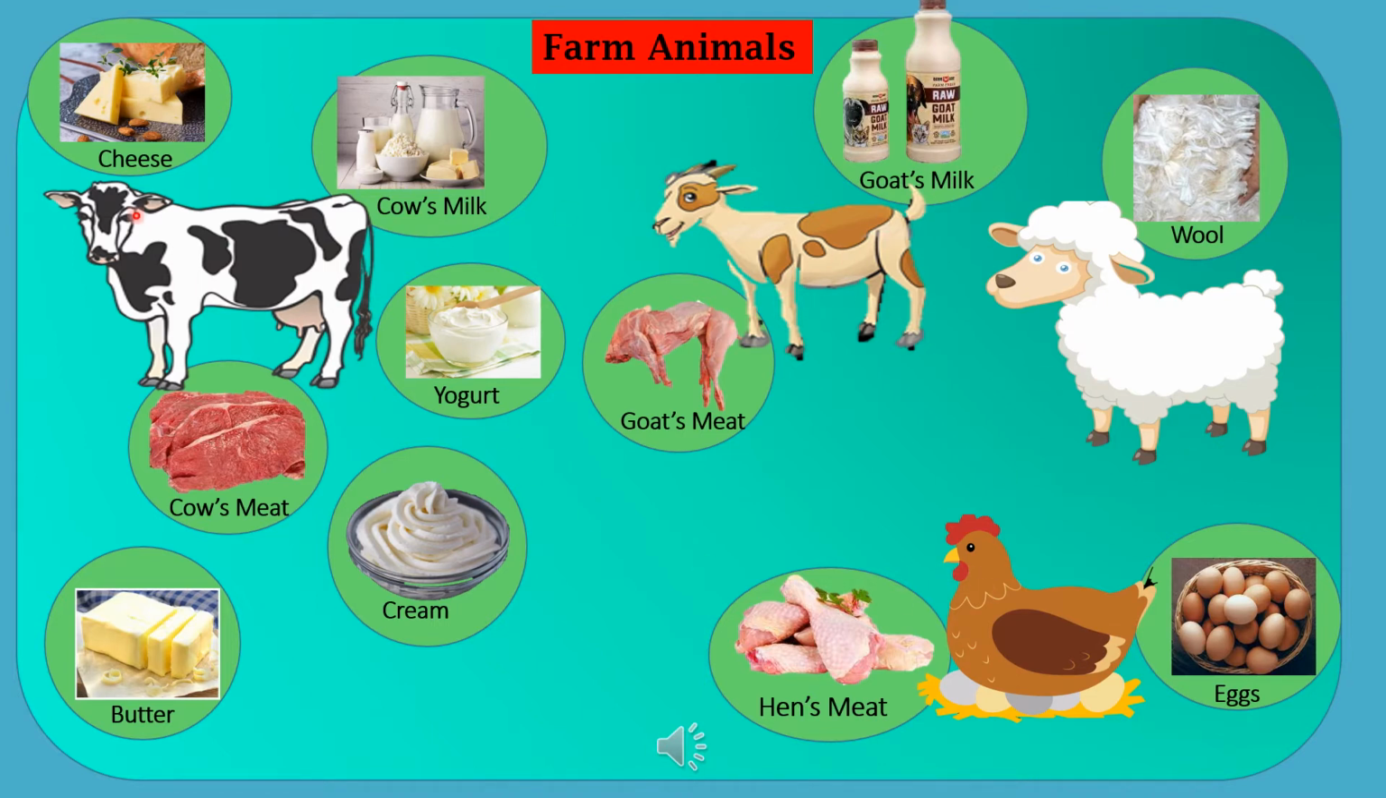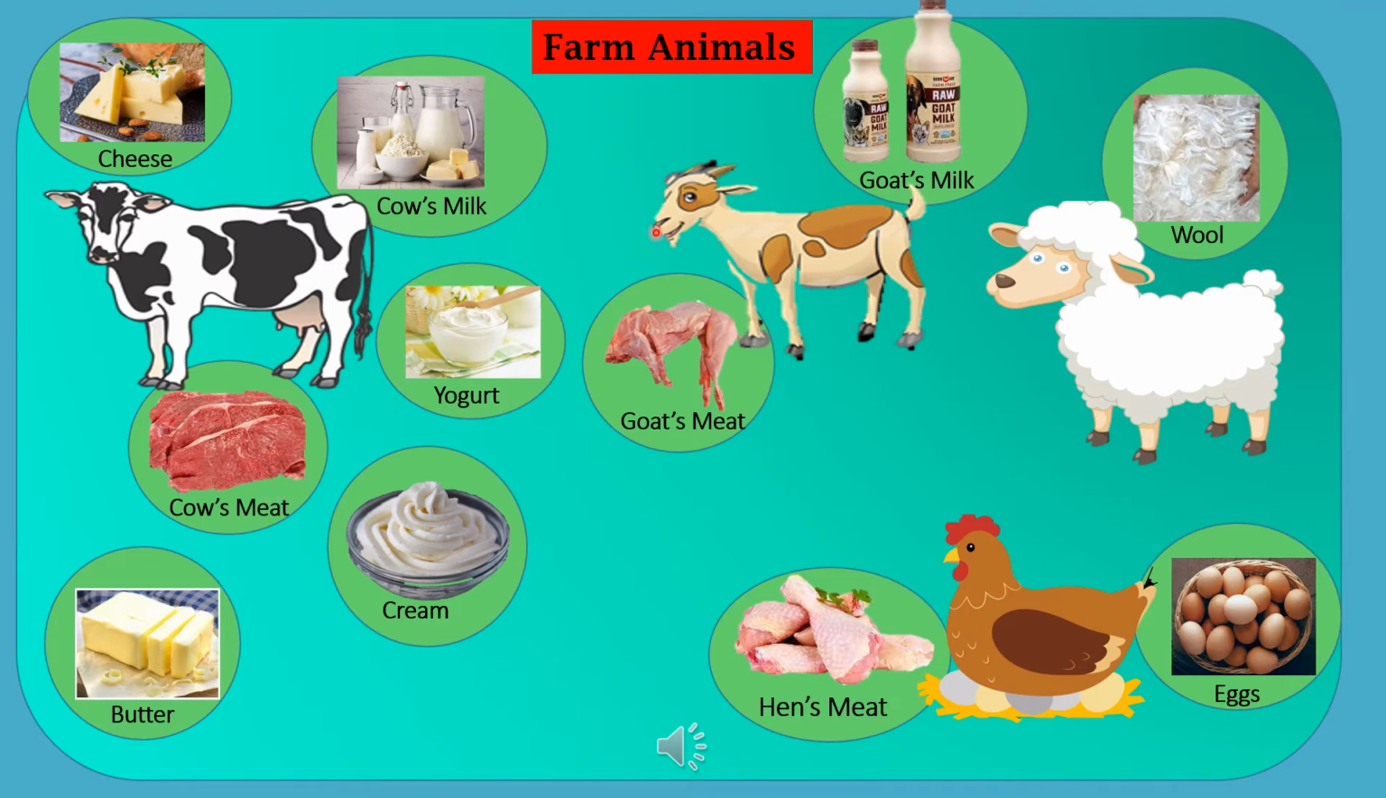So I have pasted the pictures of some things that we can get from the cow. The cow gives us milk, and you know that cheese, yogurt, cream and butter can be made out of this milk. And we can also get cow's meat. That meat is called beef, we get it from the cow.